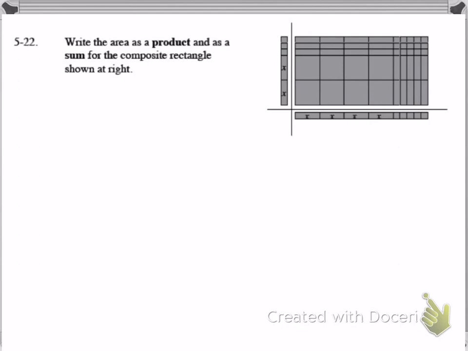So let's start off by reviewing what it means to write the area as a product and as a sum. Please take a look at the image off to the right and write down the product for this and also write down the sum for this rectangle. Please pause the video to give time for students to complete that task.